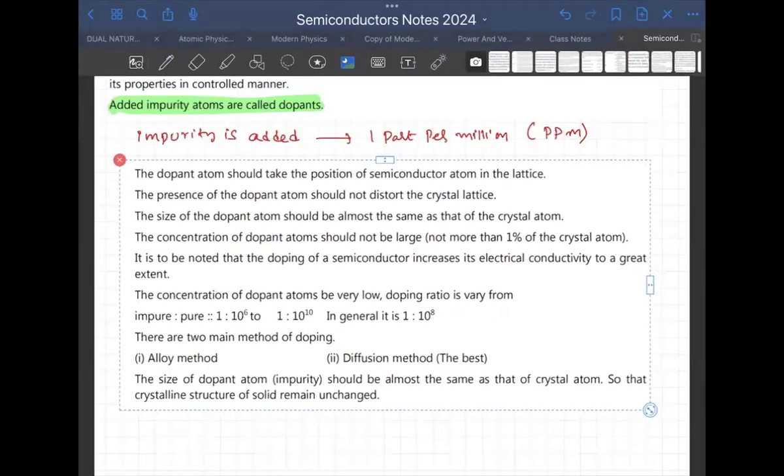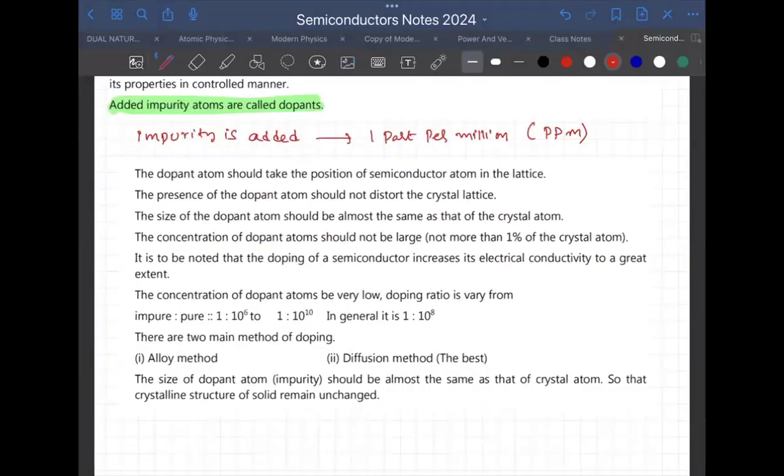As mentioned, the dopant atom should take the position of a semiconductor atom in the lattice. So you should select a material that satisfies this condition. Number two, the presence of the dopant atom should not distort the crystal structure. It should not bring any physical changes in the structure of the crystal. Similarly, the size of the dopant atom should be almost the same as that of the crystal atom. Otherwise, it won't fit in that lattice mesh. The concentration of the dopant atom should not be large.